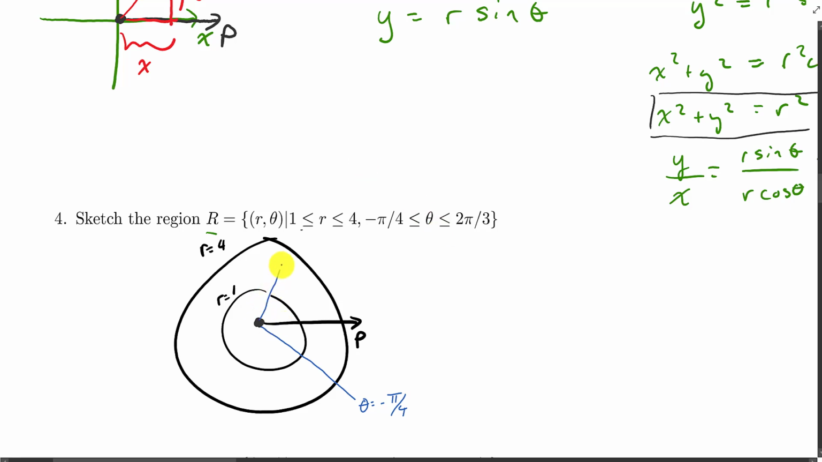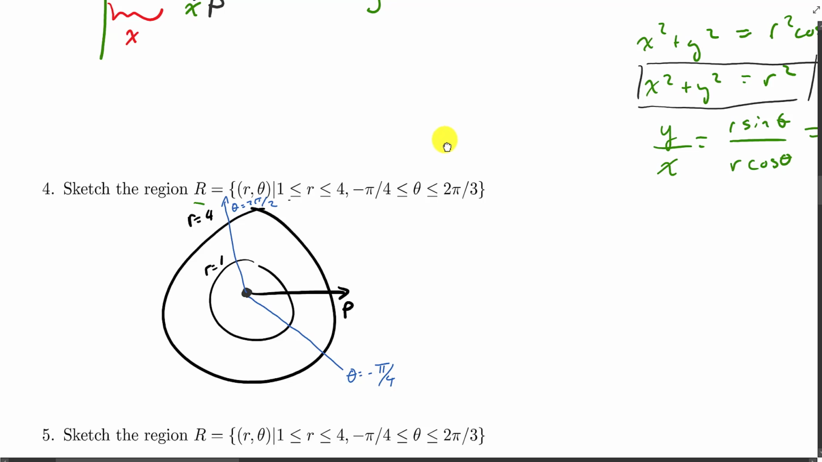Which we'll go ahead and draw, 2 pi over 3, let's be a little careful there, 2 pi over 3, which would be out here. There's the angle theta equals 2 pi over 3. Let me scoot us down just a hair.